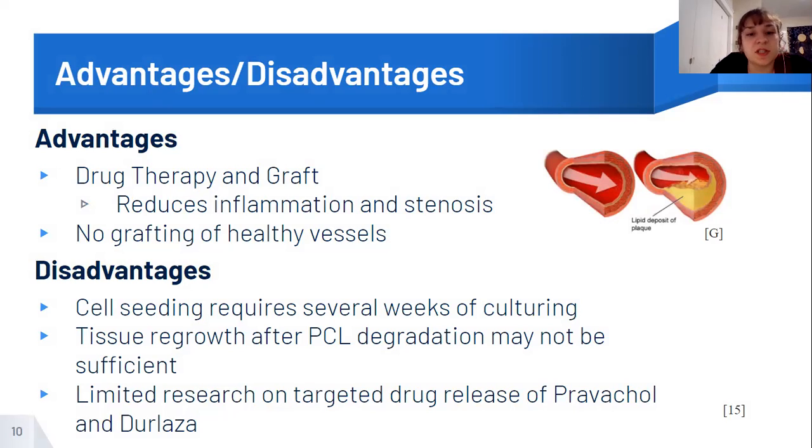cell seeding, and experimentation for a device will require several weeks of culturing, causing a delay in manufacturing time. And also the tissue growth following the degradation of PCL may not be in sufficient condition to withstand the forces of the human body. Considering cell regrowth, the new graft may be insufficient within 2 to 6 months before the PCL degrades. Another limitation to the device is that there is currently limited research regarding the targeted release of Provocol and Durlaza, which would then require further research on the team's behalf before the manufacturing process is commenced.